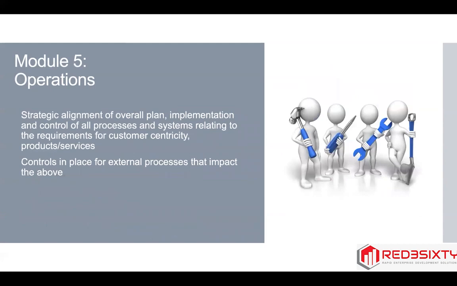Module 5, operations. So strategic alignment of the overall plan, implementation and control of all processes and systems relating to the requirements for customer centricity. Again, within the Business Builder module, your customer module, we focused heavily on the customer net promoter score, customer definition, customer requirements, mapping the customer touch points throughout the organization, and also key to how we control and align planning, which is within the project management module.